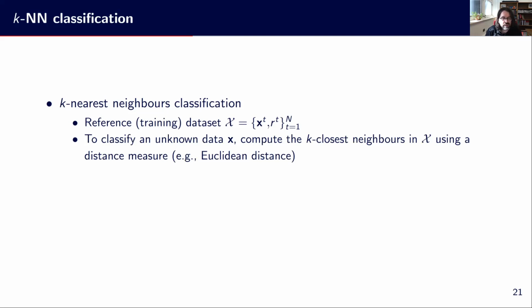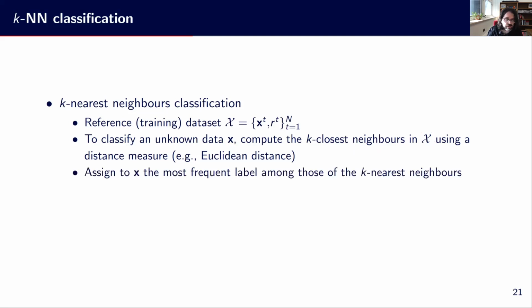And so we want to classify an unknown data by computing its k closest neighbors in X using a distance measure. So we have some kind of Euclidean distance, or something else, it can be something different, but we are looking at some distance measure to compute the k closest points in our data set from our unknown point X, which we want to process. And as such, we are assigning the X to the most frequent label among those k nearest neighbors.